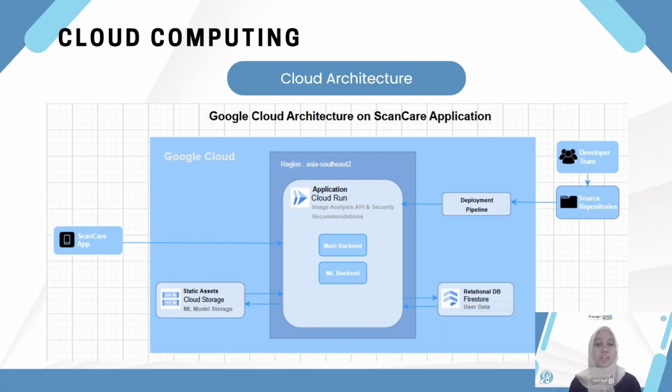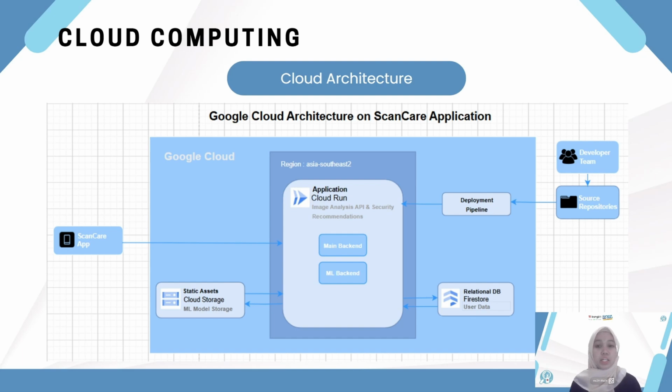Google Cloud Architecture on Skincare Application. The skincare app provides users with product safety recommendations and suggests skin types suitable for a specific product based on its ingredients. The backend runs on Google Cloud, especially in the Asia Southeast 2 region, ensuring quick response times for Southeast Asian users. Cloud Run. The main backend is the first container; it handles user requests, manages the API, and communicates with the ML backend.